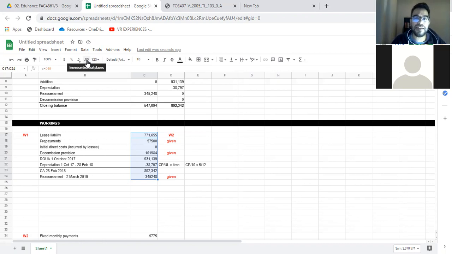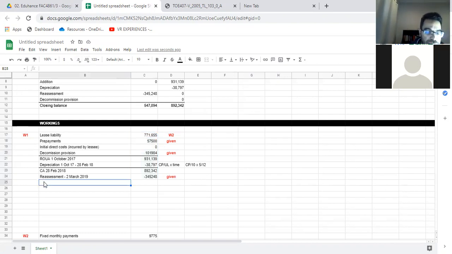So if the decommissioning liability increases, we're saying credit liability. For every credit, there must be a debit. What would be the debit? An increase to the right of use asset. Just take note of that. If the decommissioning liability decreases, we're saying debit decommissioning liability and credit right of use asset. Okay, so there's going to be a change in the decommission liability, or decommission provision.